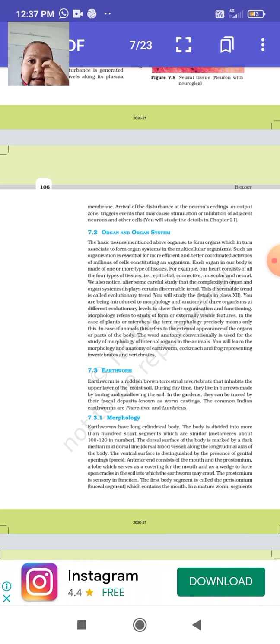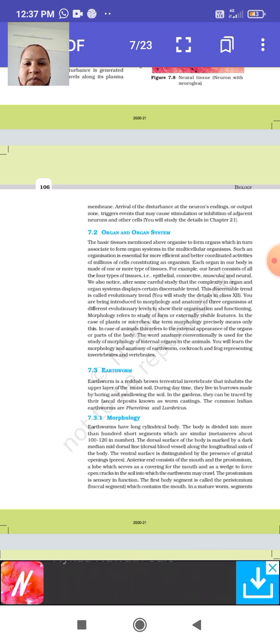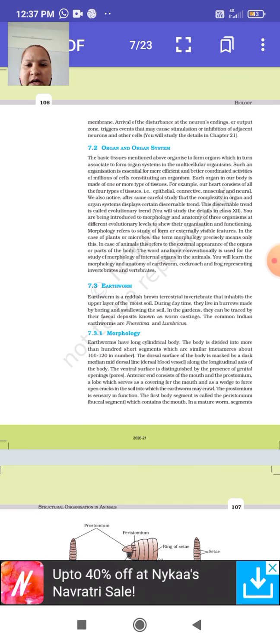You know that cells make up tissues, tissues lead to the formation of organs, and organs form a whole organ system. In this chapter we will also study different organisms, like earthworm, cockroach, and frog. First we come to the earthworm.